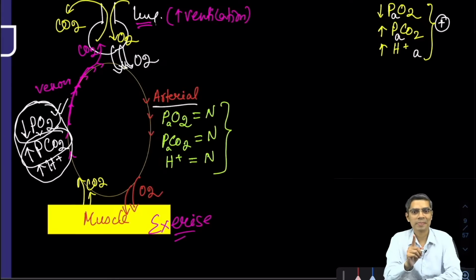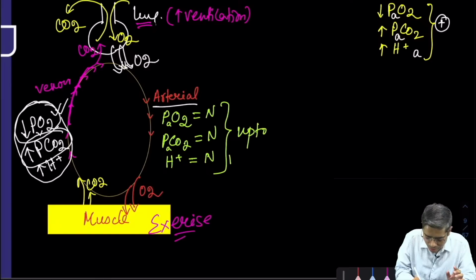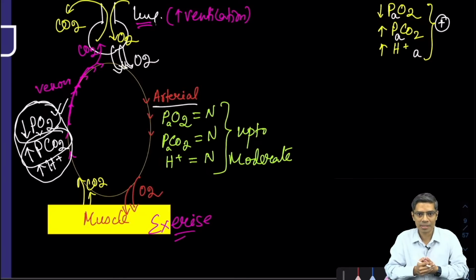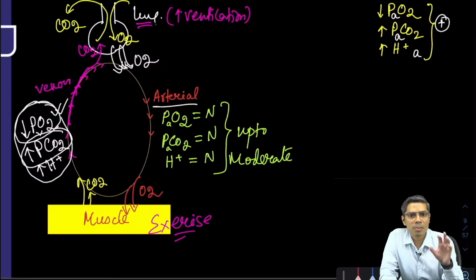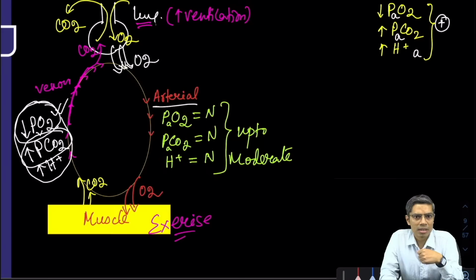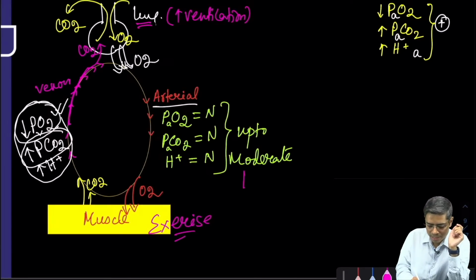So, we have to think that during exercise, up to the moderate level of exercise, someone was asking what is the relationship between moderate and severe. Up to moderate, if you are doing mild exercise or moderate exercise, there will be no change in partial pressure of oxygen in the arterial blood, no change in partial pressure of carbon dioxide in the arterial blood, and no change in acidic condition or pH balance of the arterial blood. So, none of them are a stimulus for peripheral chemoreceptor.